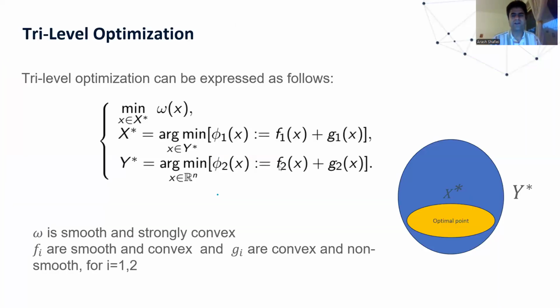Here is the structure of the tri-level optimization problem. You have one objective function, omega. You want to minimize this objective function over X star, where X star is the set of minimizers of the composition of two functions, a smooth and a non-smooth function. F1 is smooth, G1 is non-smooth. Also here, Y star is the set of optimal points of the composition of smooth and non-smooth functions.